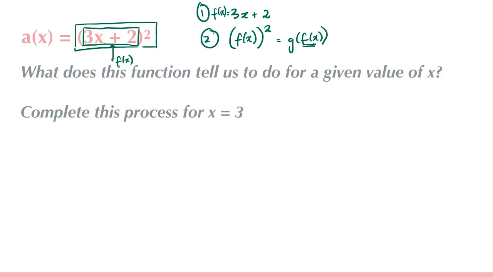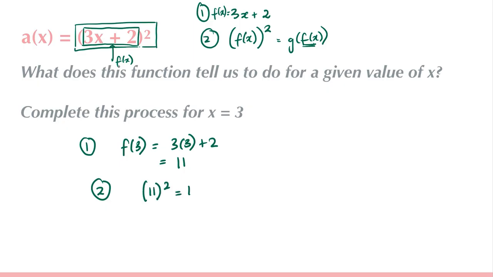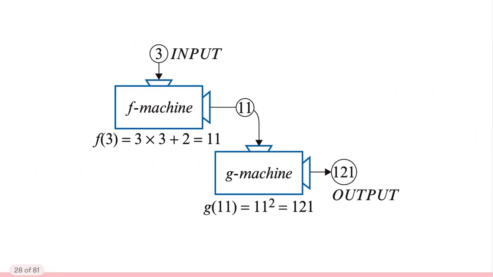The question then says, complete this process for x equals 3. We said the first part is our f of x part, so we insert 3 into that. That gives me 11. Then the second part is to do g of f of x, where I square the result. So that'll be 11 squared, which is 121. There are two layers to it.